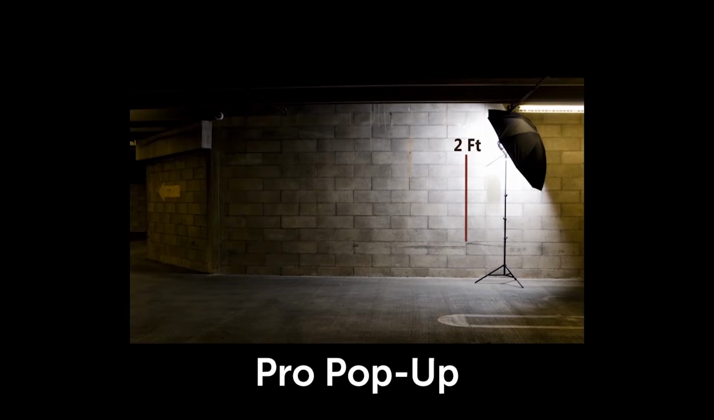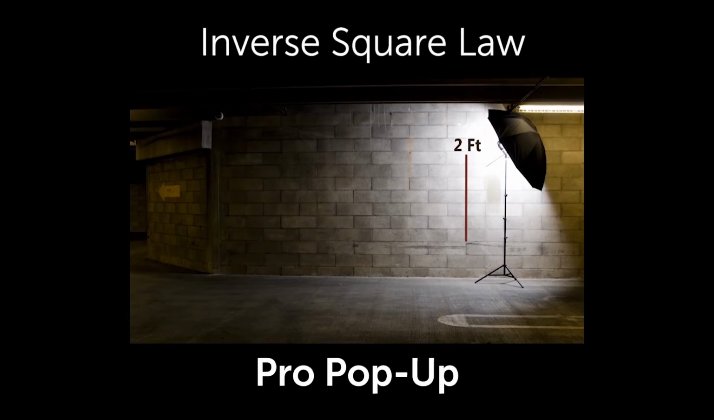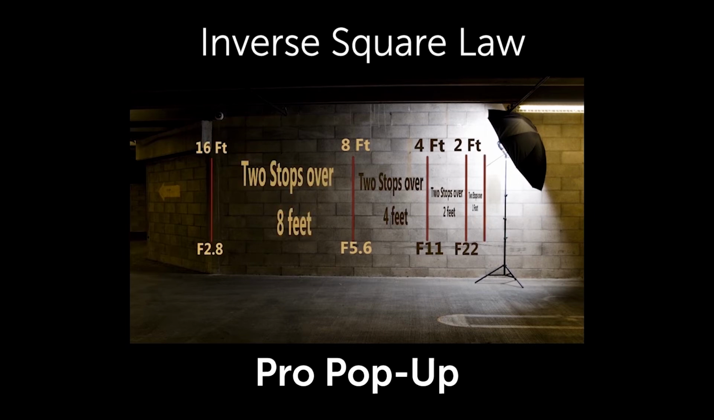If I were to meter 2 feet away from my light source, it would require my camera to be set at f22 in order to be properly exposed at that distance. If I doubled the distance to 4 feet, I would lose 2 stops of light. My camera would now need to be set at f11 to be exposed properly. Let's double it again to 8 feet, and now our camera would need to be set at 5.6. Again, 2 stops less than it was at 4 feet. What I want you to notice is the distance between the stops of light is getting larger.